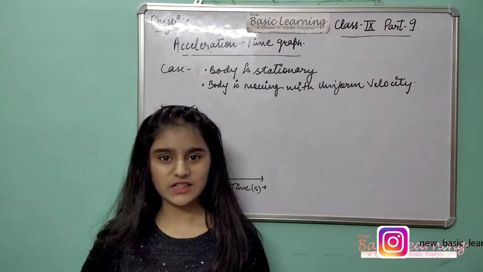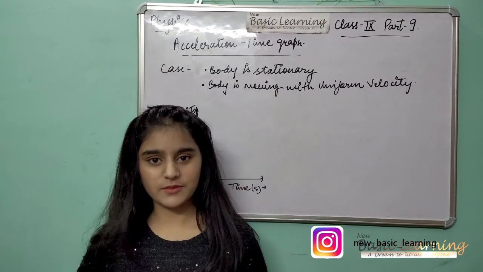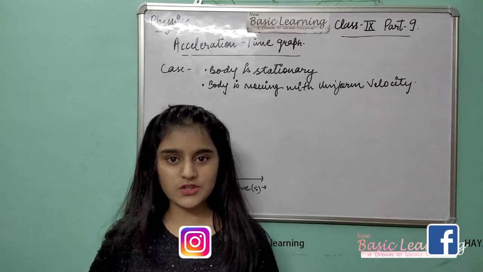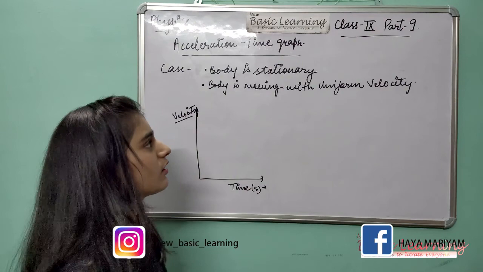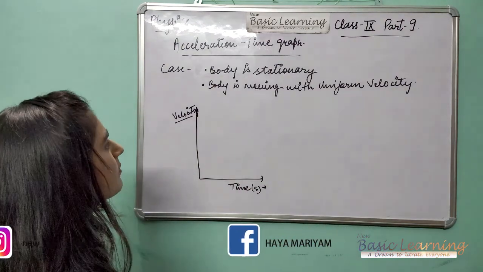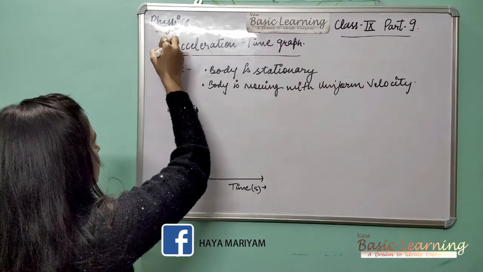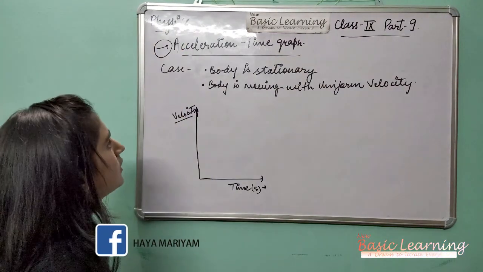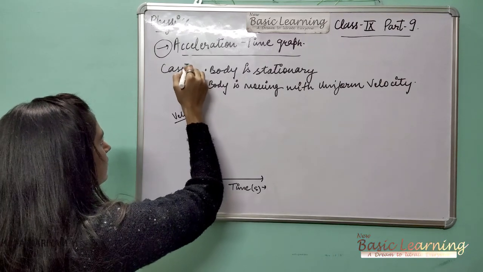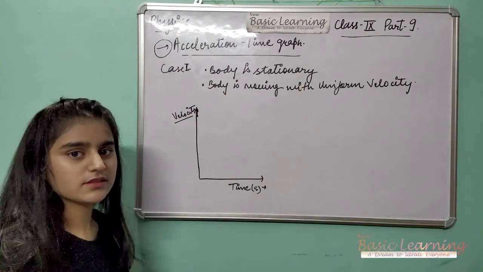Today we are going to learn about the acceleration time graph in physics. The chapter is in continuation, which was motion in one dimension. This is part 9 of the lecture series, for class 9. The topic is the acceleration time graph. In the acceleration time graph we will see certain cases. This is case 1, and the other cases we will see in the next part.